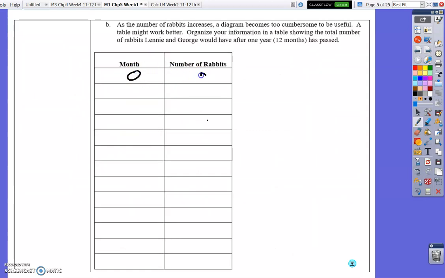So month 0, there were 2. Month 1, there were 4. Month 2, there were 8. Month 3, there were 16. So I want you to look at what's happening.